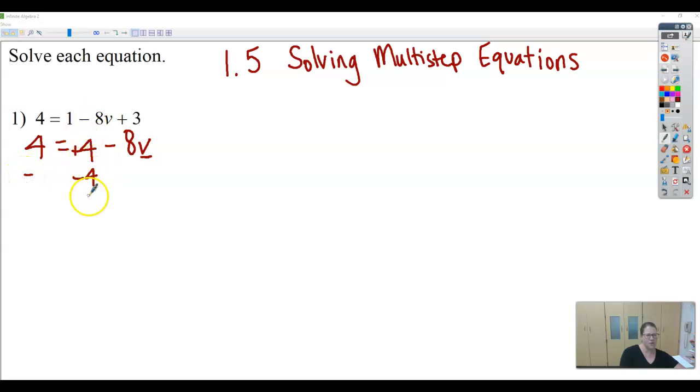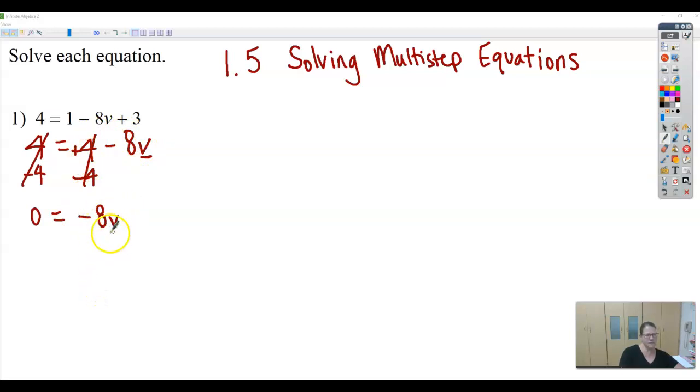If we do it to this side of the equation, we have to keep the equation equal. So if we subtract 4 from this side, we also have to subtract 4 from this side, so that they'll still be equal. 4 minus 4 is 0. This one also goes to 0. And so all we're left with on this side is negative 8v.